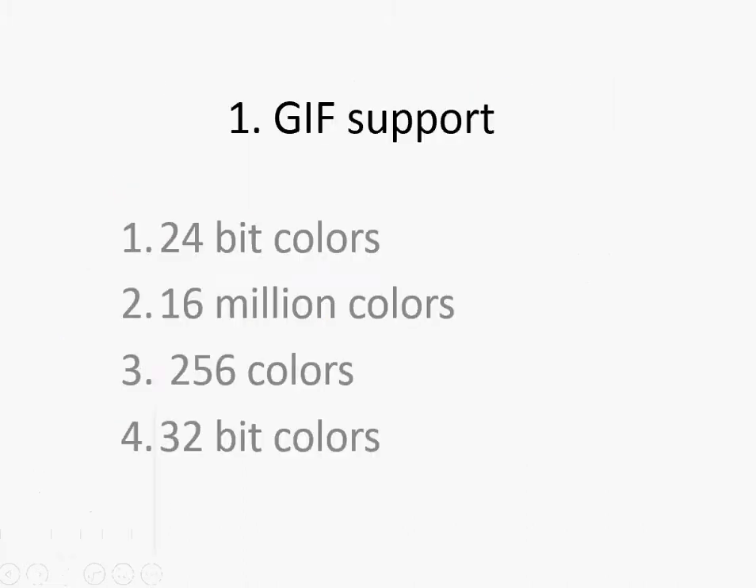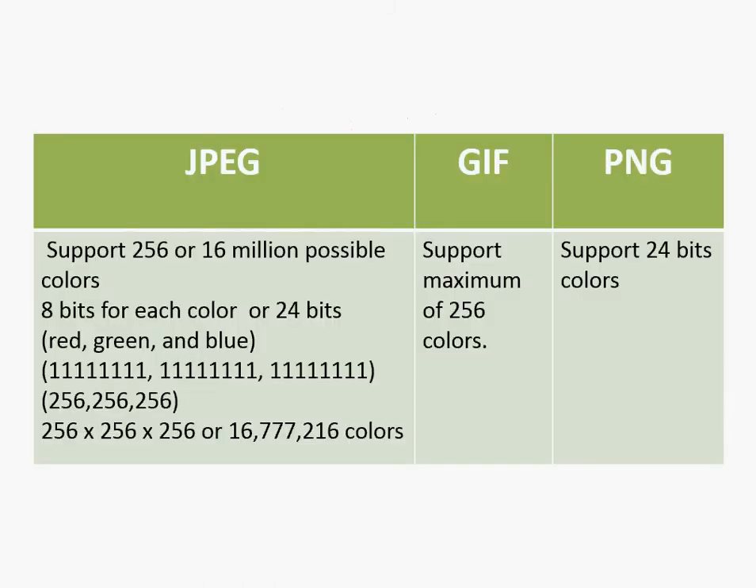So friends, here the first question is: GIF supports. The options given there are 24-bit color, 16 million colors, 256 colors, or 32-bit color. So the correct answer is GIF supports 256 colors. Let's see the explanation of this.